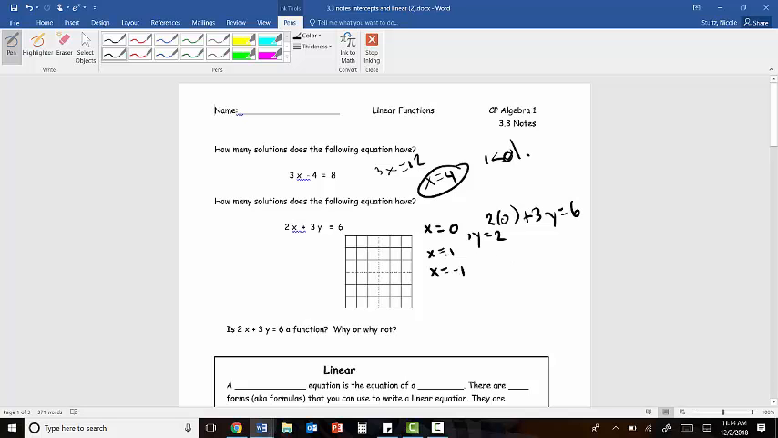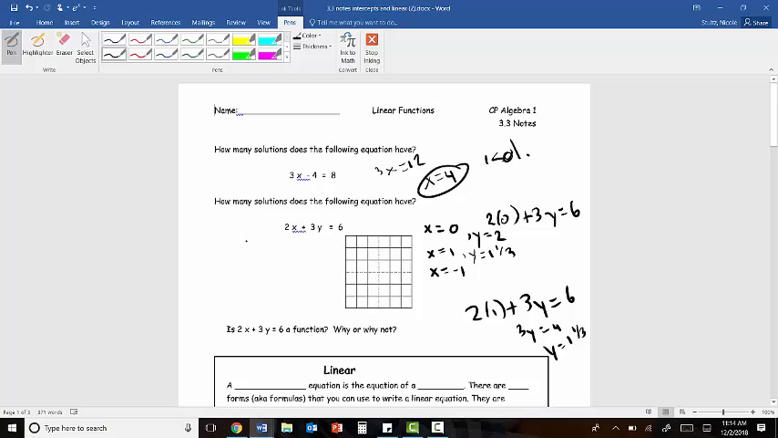If I plug in 1 for x, I'm going to do 2 times 1 plus 3y equals 6. This is going to make 2. I subtract 2 to the other side, and I get 3y equals 4. So y is going to be 1 1/3. So y equals 1 1/3.